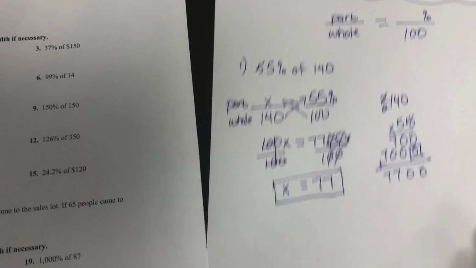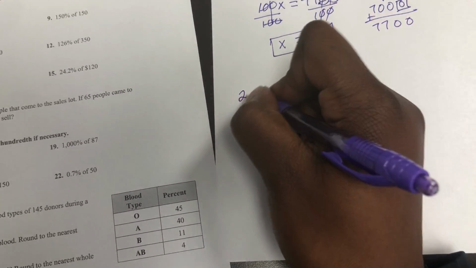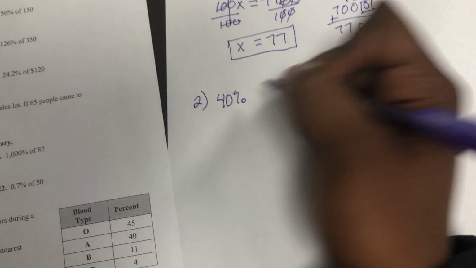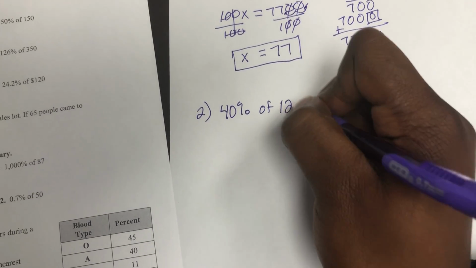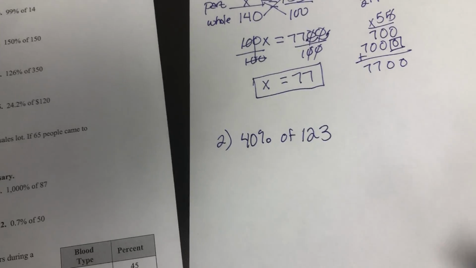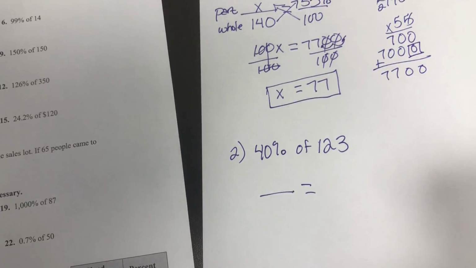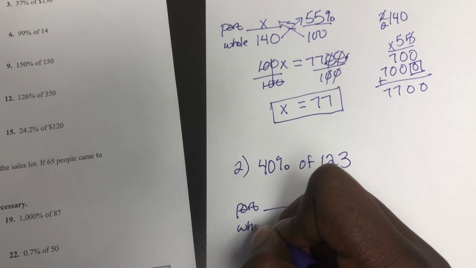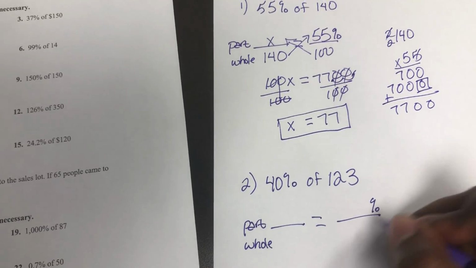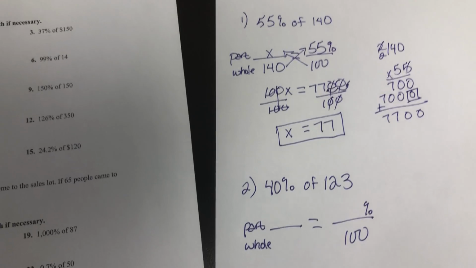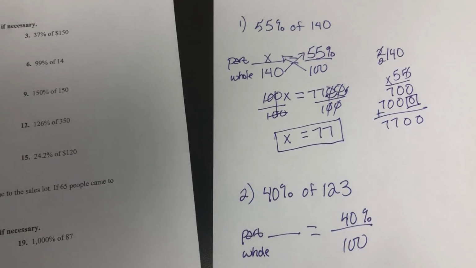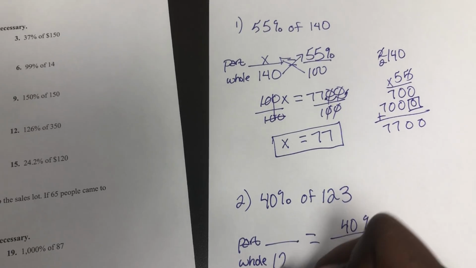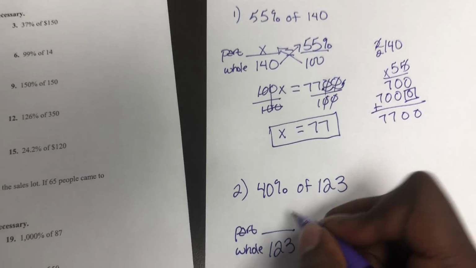Okay, number 2. Number 2 says 40% of 123. Same process. Here's our setup. We've got part over whole and then percent out of 100. They gave us the percent. It says 40% of 123, so 123 is the whole and we're missing the part again.